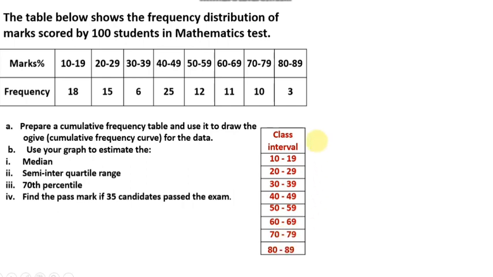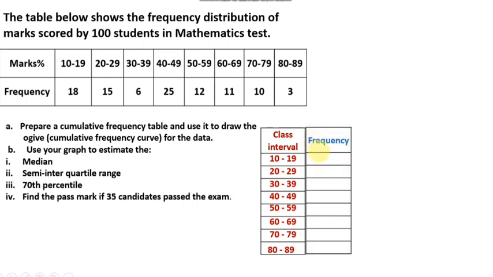Next, we are going to fill in the frequency. For the frequency, we're going to enter exactly the numbers that we have here. For the first one, we're going to have 18. Next, we have 15. Then we're going to have 6, 25, 12, 11, 10, and 3.